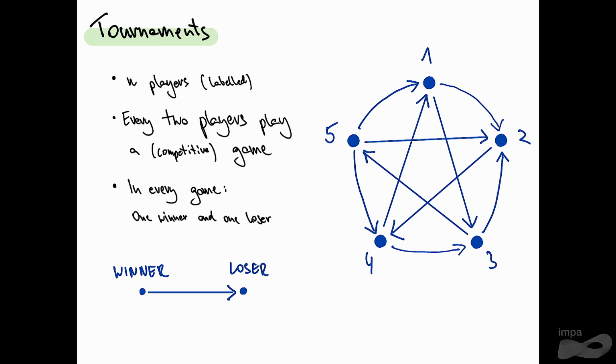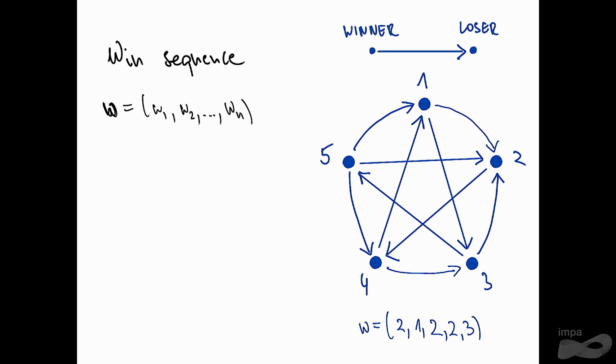Important thing is that every two players play a game together. And one natural statistic to consider when thinking about tournaments is, how many wins are there? How many games has a player won? So with every tournament, we'll associate a win sequence. We label our tournaments, so every player has a label 1, 2, 3, up to n. And the win sequence will be just the out degree sequence of the graph.